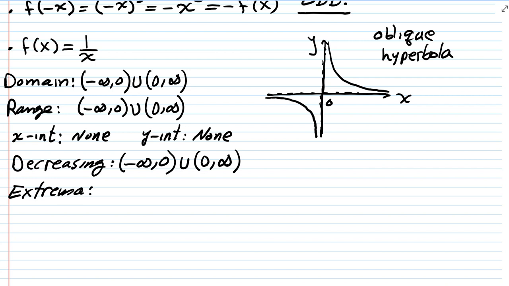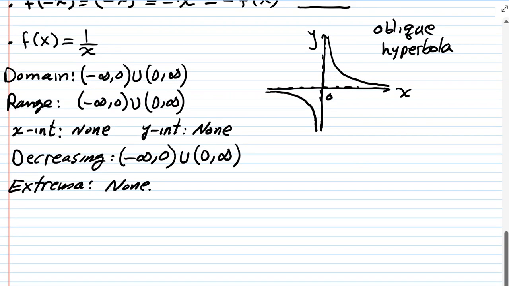Minimum, maximum. Well, it shoots up forever. There you go. So no max, goes down here forever, negative. No max, no minimum. So none. There is no max and there is no minimum.